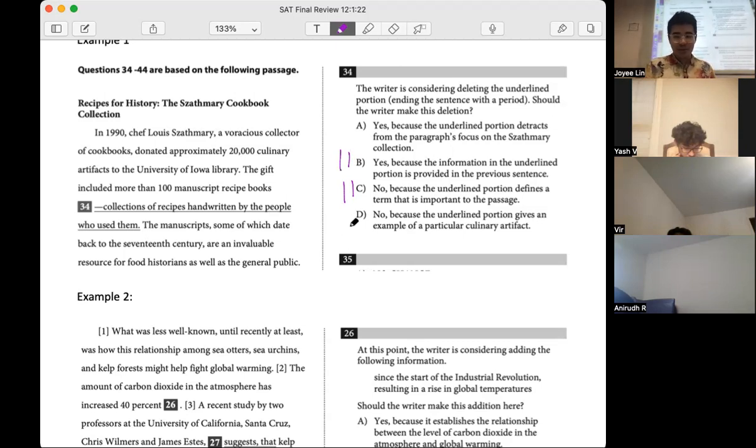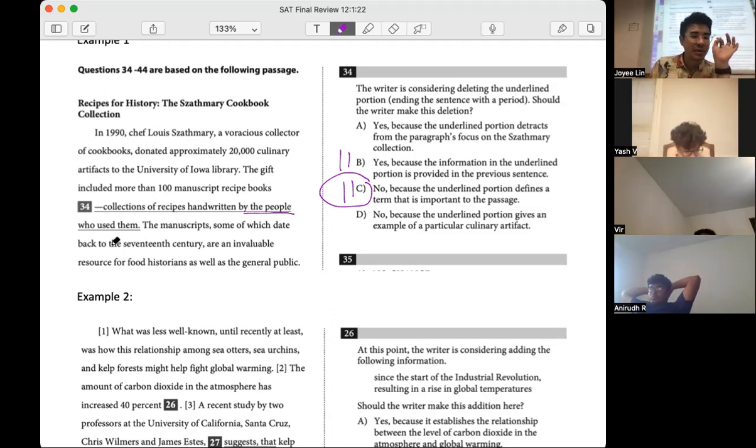Two people vote B, two people vote C. The correct answer is actually C. It looks like it is already stated, right? A manuscript recipe book. What is a manuscript? A manuscript is a thing that's handwritten. But then the thing that clarifies here says handwritten by the people who use them.